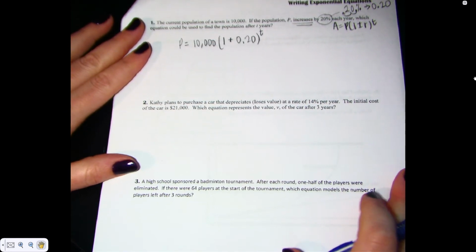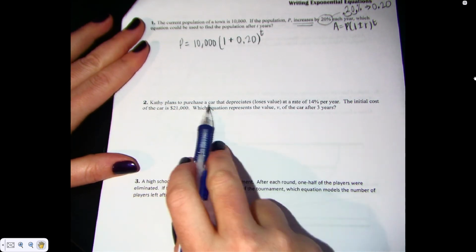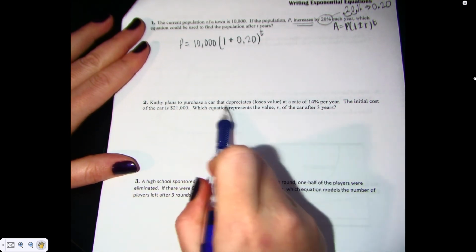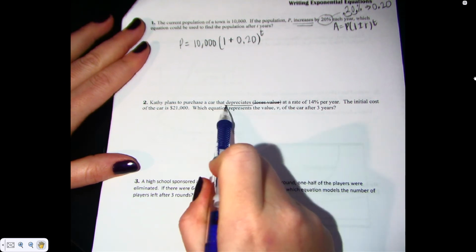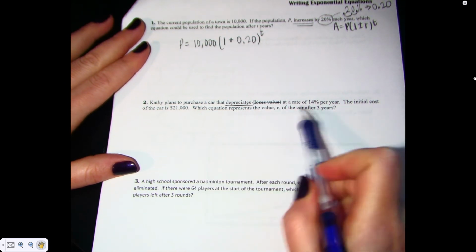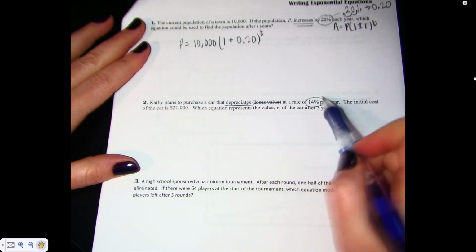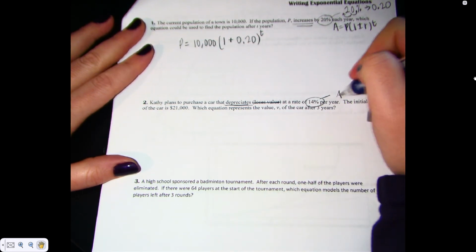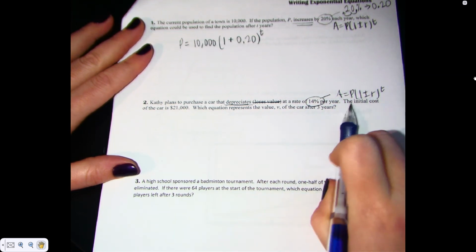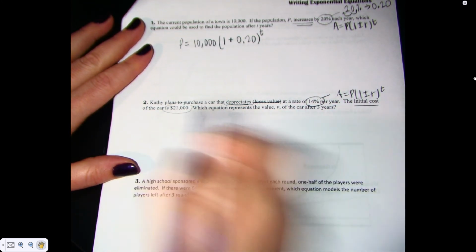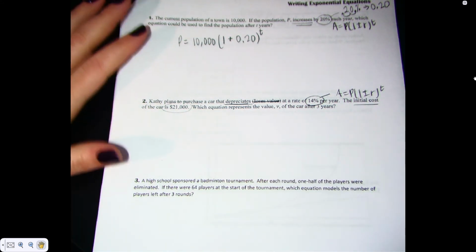Next one, and also another common one. Kathy plans to purchase a car that depreciates. You're going to see this word a lot. It usually won't say next to it loses value. So depreciates at a rate of 14%. Bingo, I see 14%. That means all people won the race together. The initial cost, 21,000. Write the equation that represents the value V of the car after 3 years.